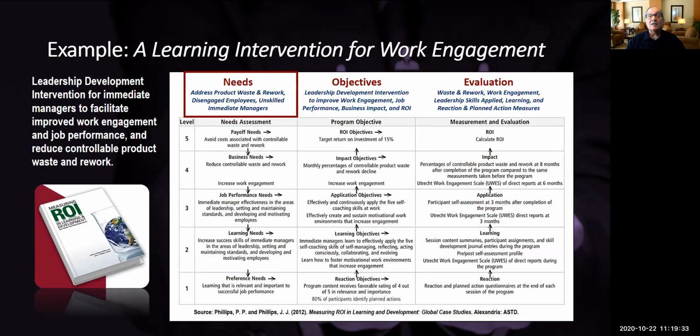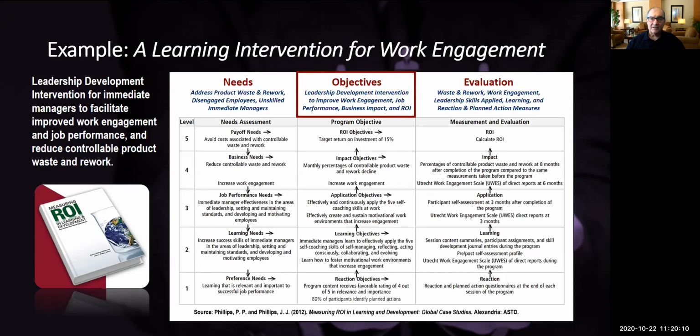And also with that, you have a need to skill up the immediate managers, because in this particular case study they were inexperienced, they were new to the job, and they just didn't understand a lot about leadership and supervision. So that was the idea. Give them those skills, teach them about building motivational work environments and addressing work engagement, those kinds of things.